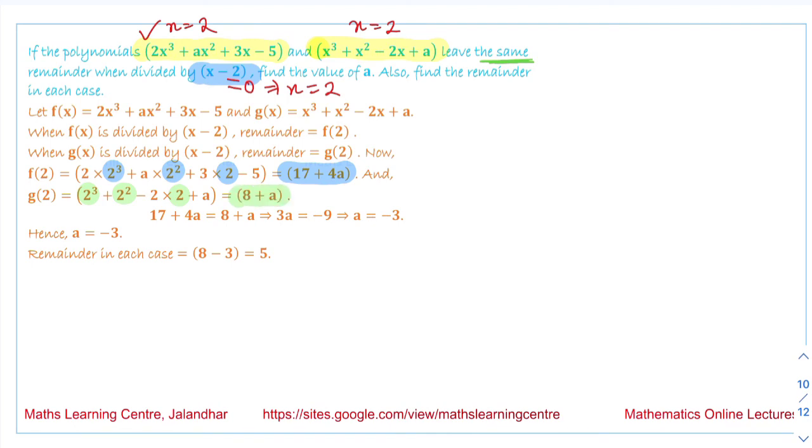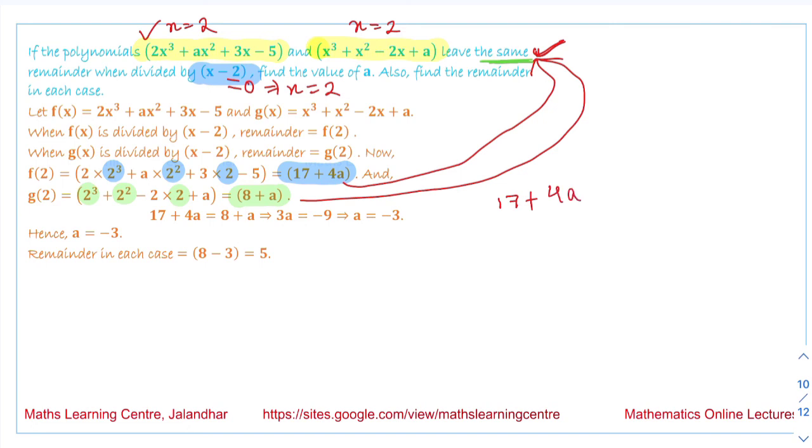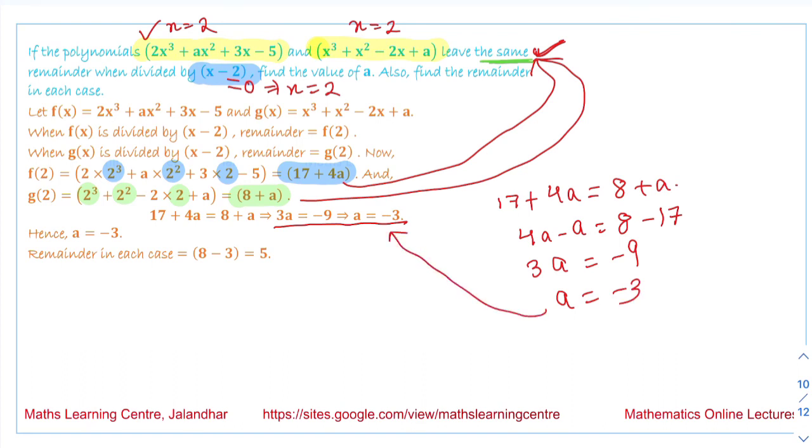Now what is given to us is that both of these values are the same. So 17 plus 4a is equal to 8 plus a, and on solving this equation you will get 4a minus a is equal to 8 minus 17. So 3a is equal to minus 9, so a is equal to minus 3. If the value of a is minus 3, then both of these will leave the same remainder on dividing by x minus 2.